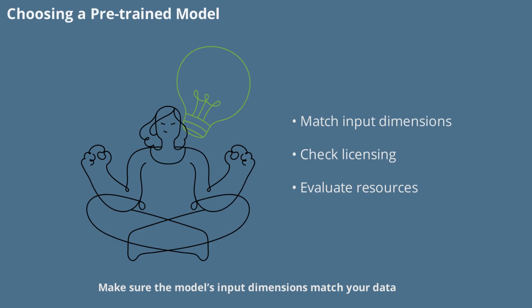When implementing transfer learning, choosing the right pre-trained model is crucial. Make sure the model's input dimensions match your data, and consider the trade-off between model size and accuracy. Check the licensing and usage terms to ensure compliance, and evaluate the computational requirements to make sure the model fits your available resources. Selecting the right model sets the foundation for a successful transfer learning project.